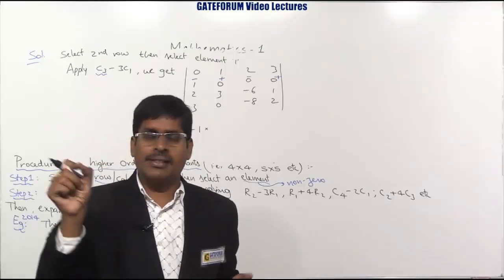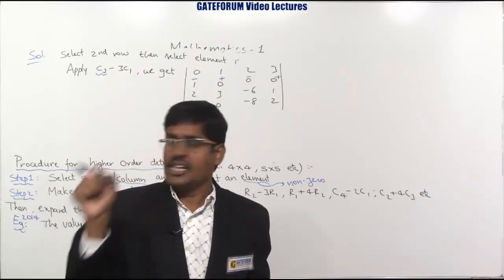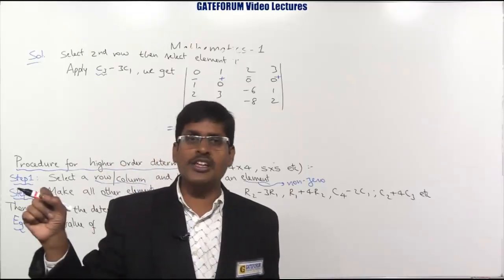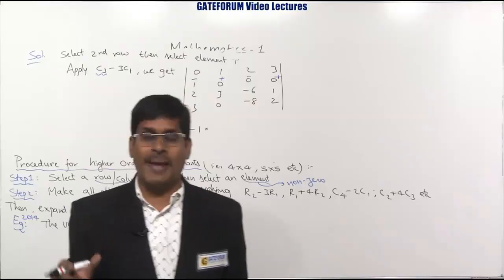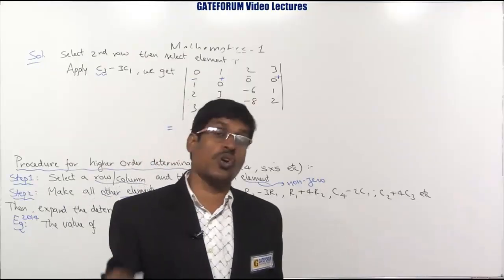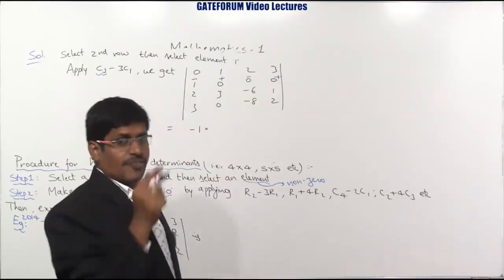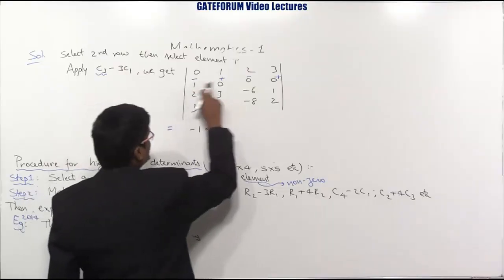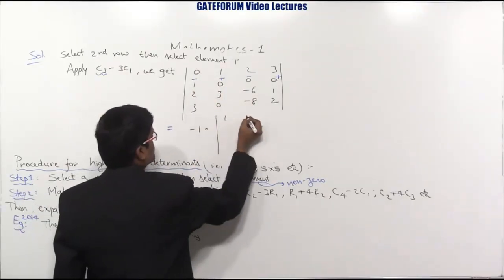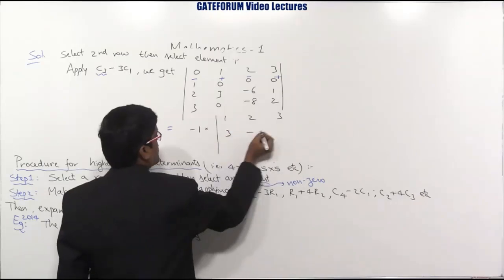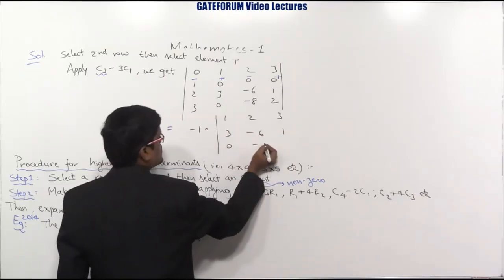Where the element is located in a row or column, you delete that row and column. You will get a smaller matrix, which is a submatrix. That submatrix's determinant is called the minor of the element. So deleting second row, first column, you will have a 3 by 3 determinant: 1, 2, 3, 3, -6, 1, 0, -8, 2.